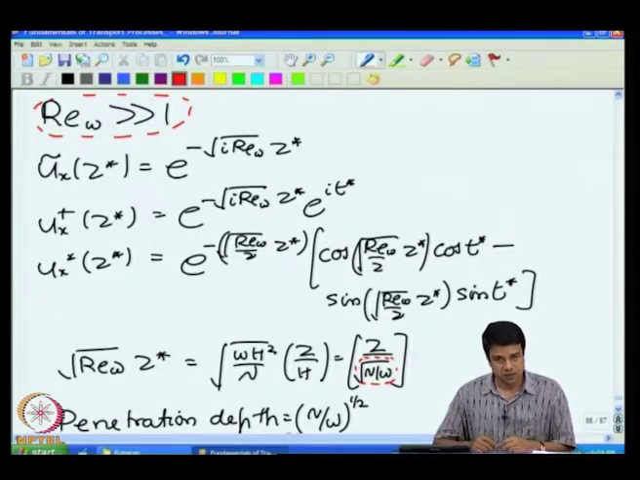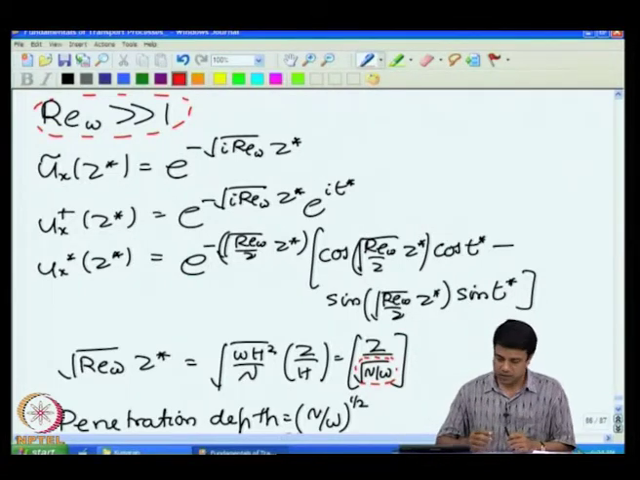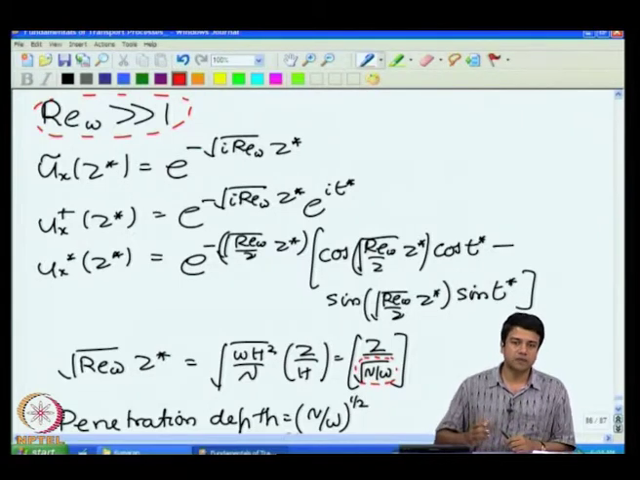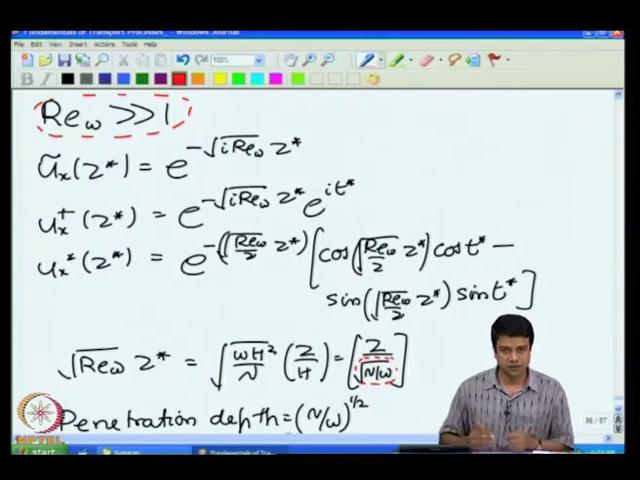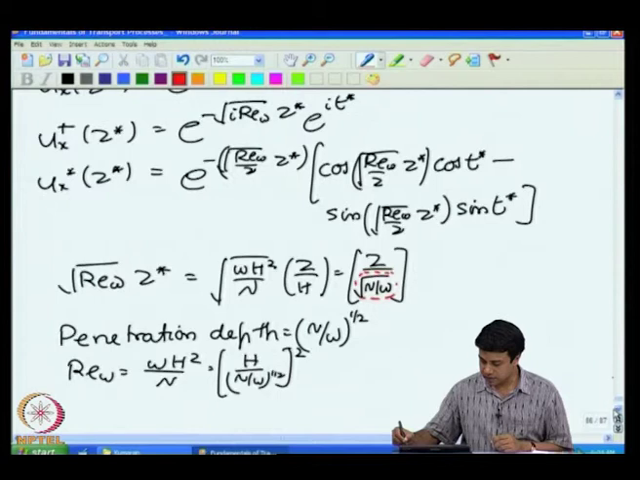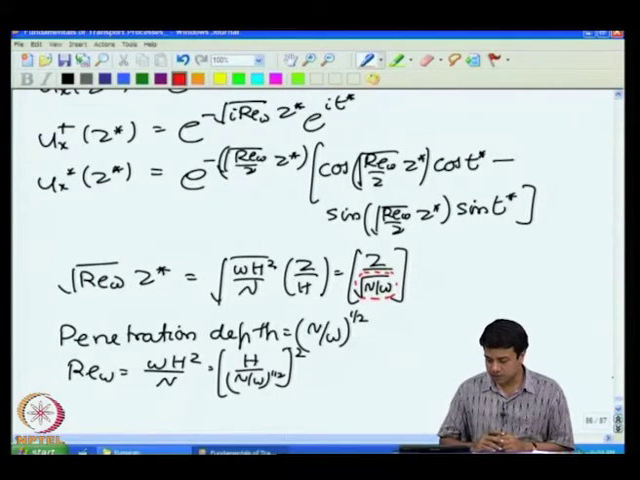Nu is the kinematic viscosity, which has dimensions of length squared per time, and omega is the frequency. So, square root of nu by omega is the distance to which the momentum diffuses within a time period of 2 pi by omega, or within the time required for the oscillation. The Reynolds number can also be interpreted as h by (nu by omega) to the power half, the whole squared, which is the square of the ratio of h and the distance to which momentum diffuses.